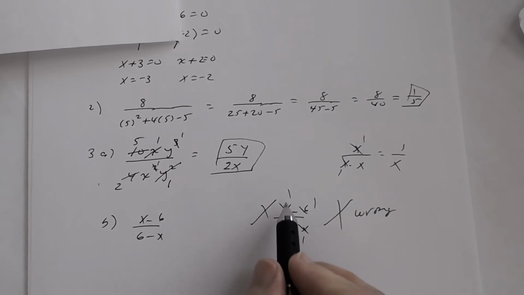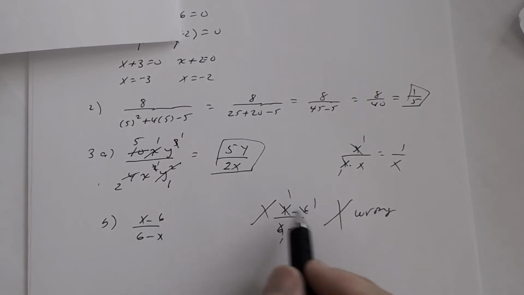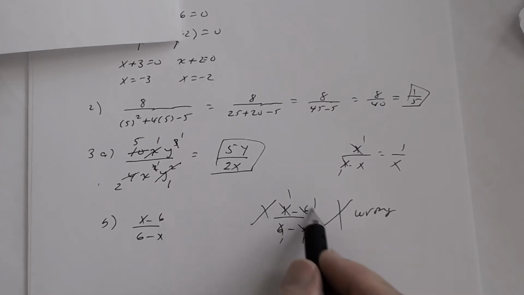Because when you factor, you have to divide out factors. X is not a factor in the numerator. X is attached with the 6. You're subtracting 6 from x, so that's 1 factor by itself. And that is 1 factor by itself, so you cannot do that.